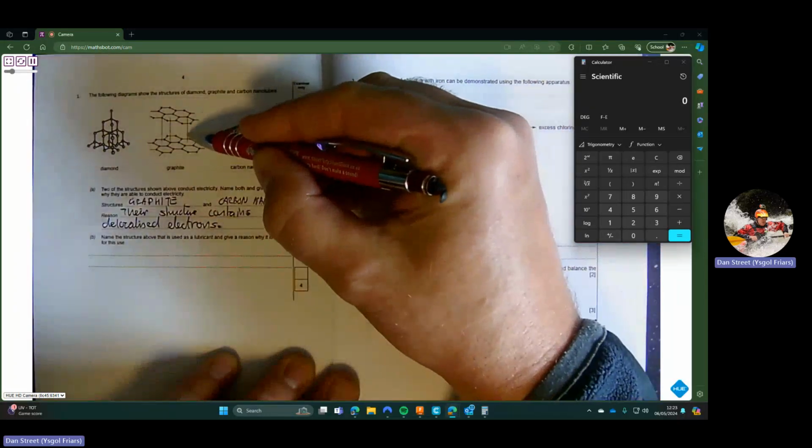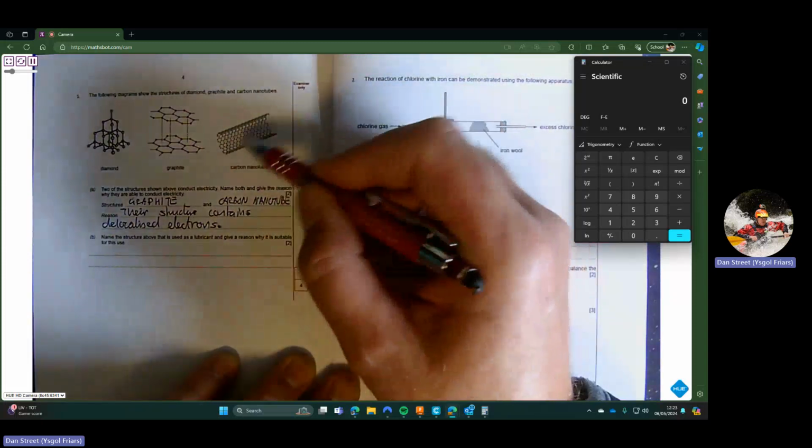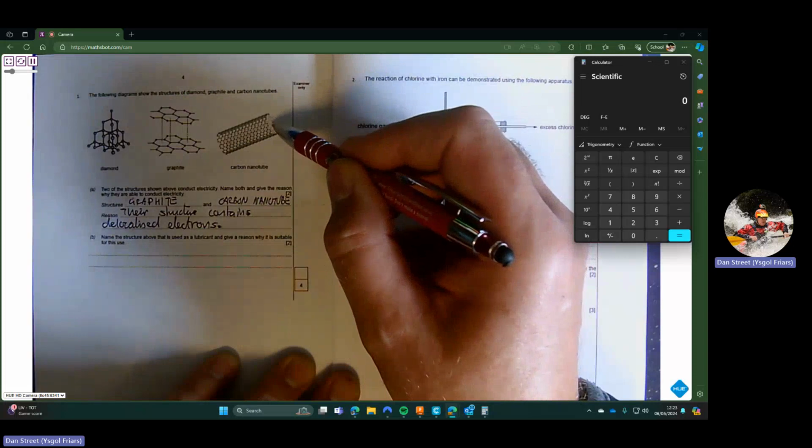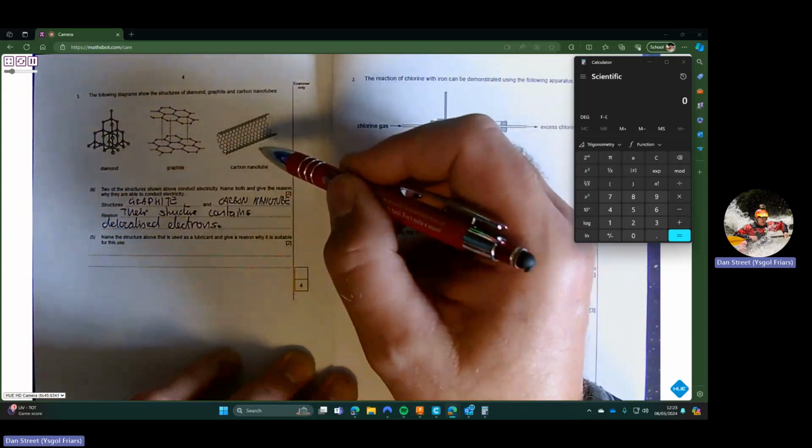So these are the delocalized electrons here, and then the delocalized electrons in the nanotube are not really visible because it's quite a complex structure, but each carbon atom only bonds to 3 other carbon atoms, leaving one of its outer shell electrons available for delocalization.